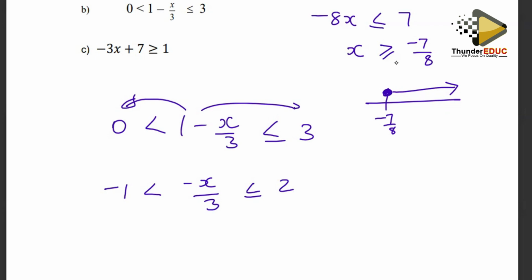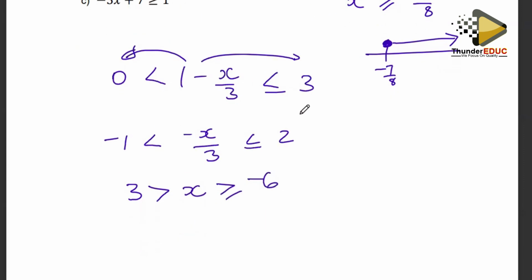Okay, so if I multiply by -3, I'm going to get a 3. The symbol must change, so multiplying by -3, the middle is just x. Then by -3, you get a -6. And then they're telling us that 3 is greater than x, but x is greater or equal to -6. So switch this around: -6 is less or equal to x, which is also less than 3.